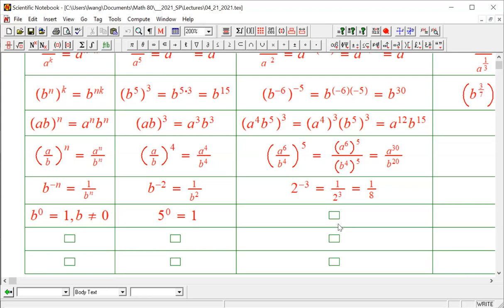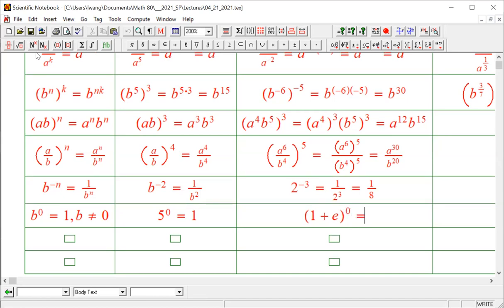Okay. On the next, on the B column, is 1 plus e to the power 0. This property tells us, and of course we derived it, that as long as b is not 0, b raised to the power 0 equals 1. So all we have to determine is whether 1 plus e equals 0 or not. Obviously, if e is 2.7 followed by many digits, 1 plus e is not 0. So the answer is 1.